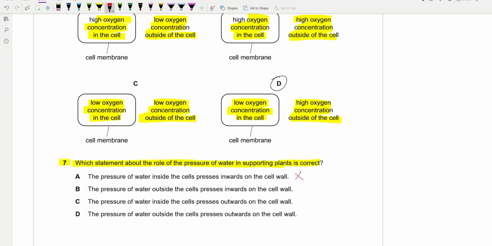The pressure of water outside the cells presses inwards on the cell wall, which is also wrong. Option C. The pressure of the water inside the cells presses outwards on the cell wall, which is correct. The pressure of water outside the cells presses outwards on the cell wall, which is wrong. So the correct option would be option C.